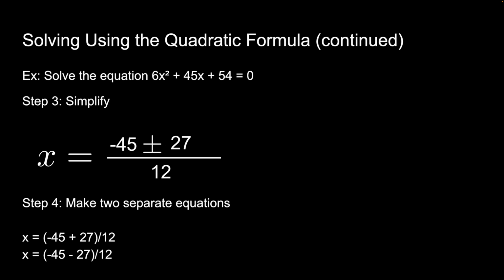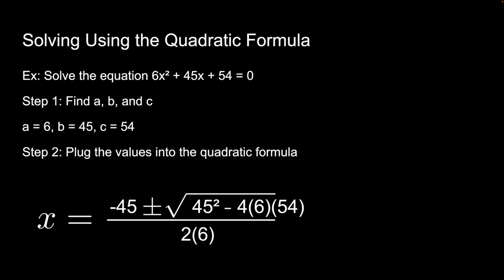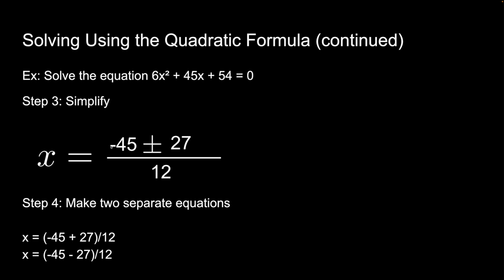Now the next thing you're going to do is simplify this. If you did the math over here, which I'm not going to do for simplicity, but if you simplified this using basic arithmetic, you would simplify it to this: negative 45 plus or minus 27 over 12.